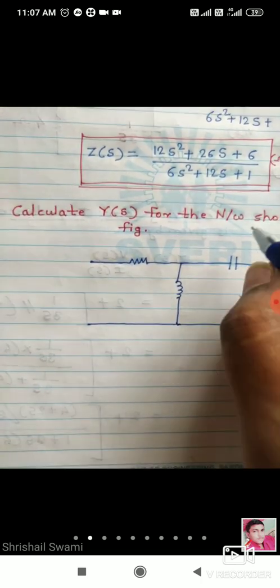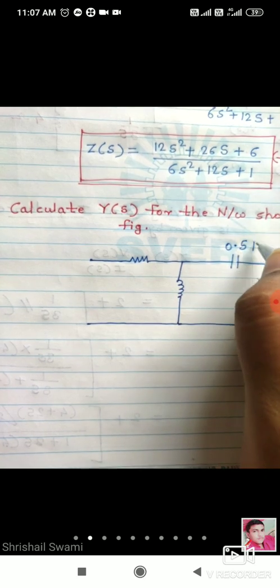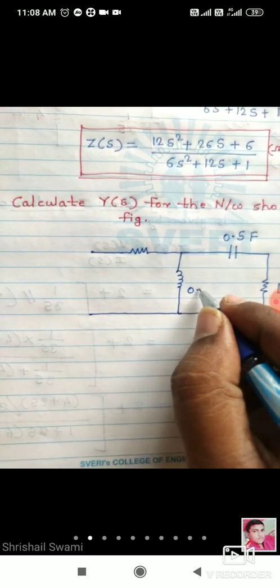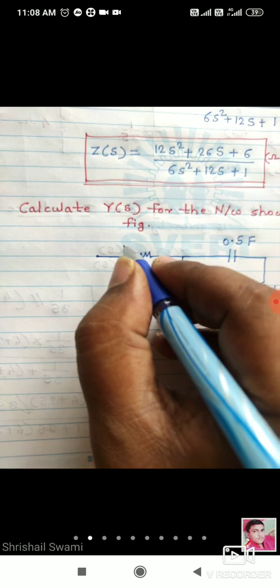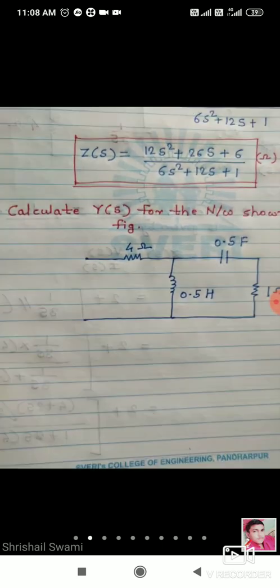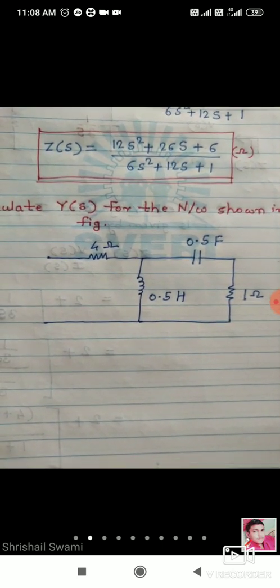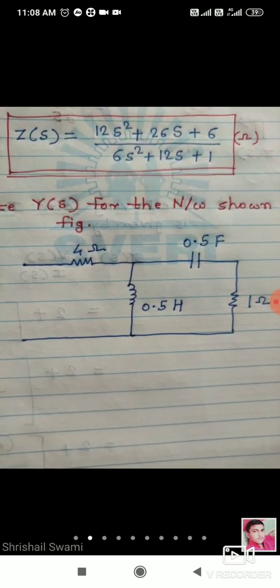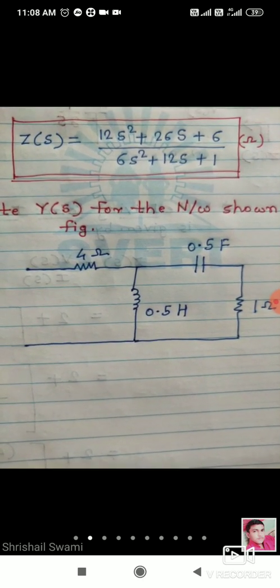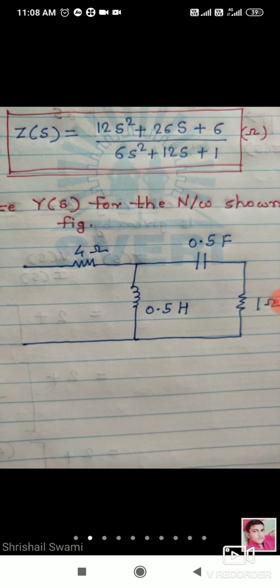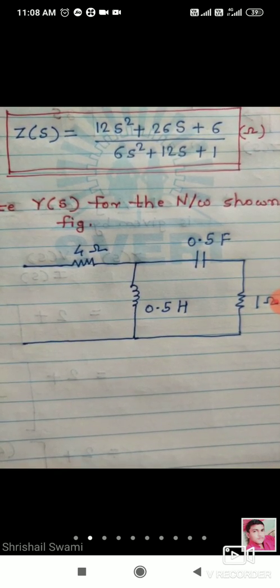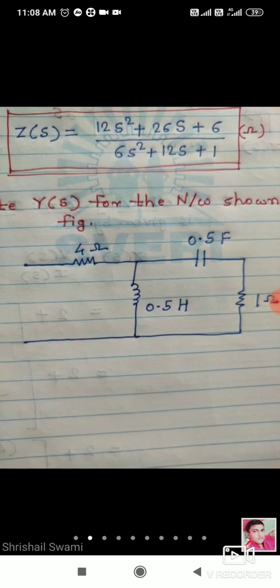This is 1 ohm. This is 0.5 F. This is 0.5 H. And this is 4 ohm. So you have to calculate now Y of s. So what is the first task? How can we start now?